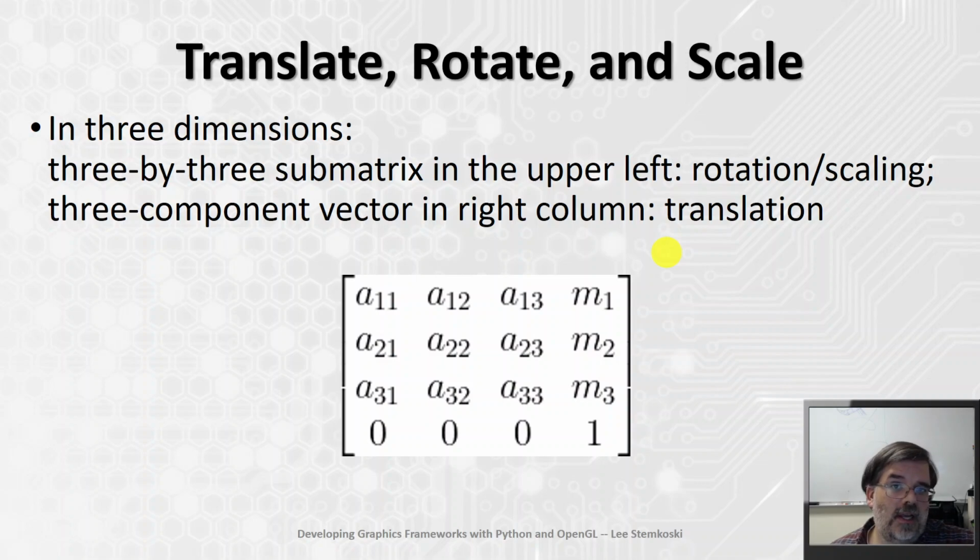Now, there's one more kind of transformation that we're going to need, not for moving objects around the screen, but to give us that perspective effect, a perspective projection transformation. And it turns out that using homogeneous coordinates is helpful for that too. But we'll leave that topic for the next video.